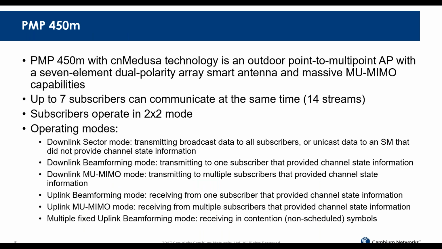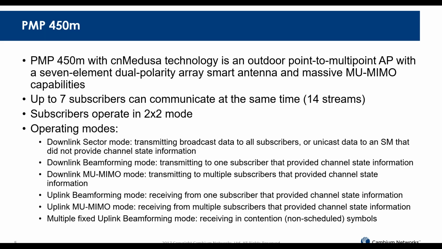The PMP450M access point is using Massive MU-MIMO technology. This is an outdoor point-to-multipoint access point which has 14 antennas. There are 7 vertically polarized antennas and 7 horizontally polarized antennas, which means that the access point can handle up to 14 streams, and these streams can be sent to up to 7 subscribers.